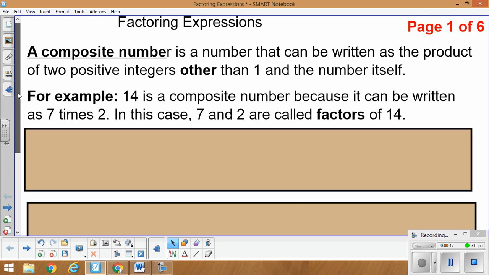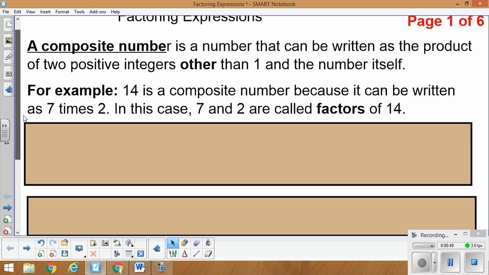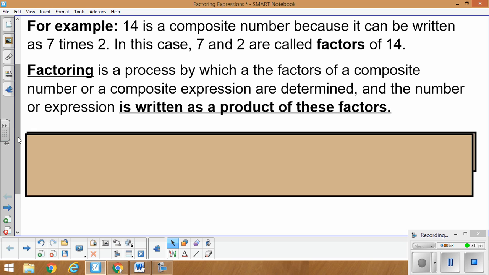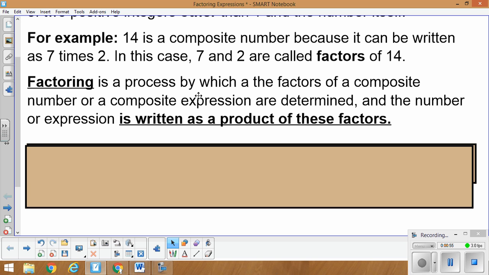So what does this have to do with factoring expressions? Well, let's take a look. The word factoring is a process by which the factors of a composite number or a composite expression are determined, and the number or the expression is written as a product of these factors. So why don't you take a minute, pause, copy all this down, and we're just going to take all these words and convert them into math.